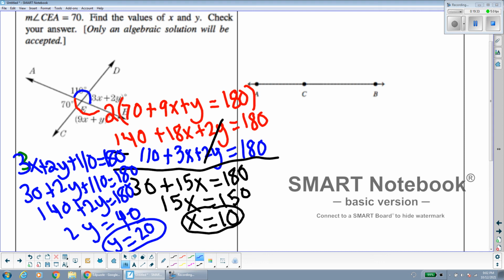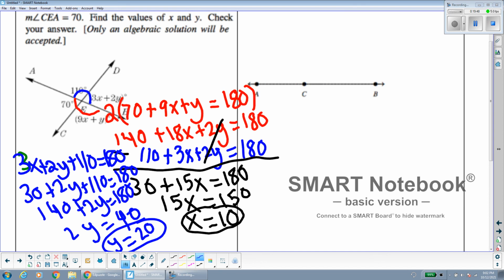Once again, some people didn't do this algebraically. They did it with guess and check because they knew what two angles needed to add up to, that they needed to add up to a straight angle, or that there are also vertical angles that you could have used here, that the vertical angles equal each other, they're congruent.